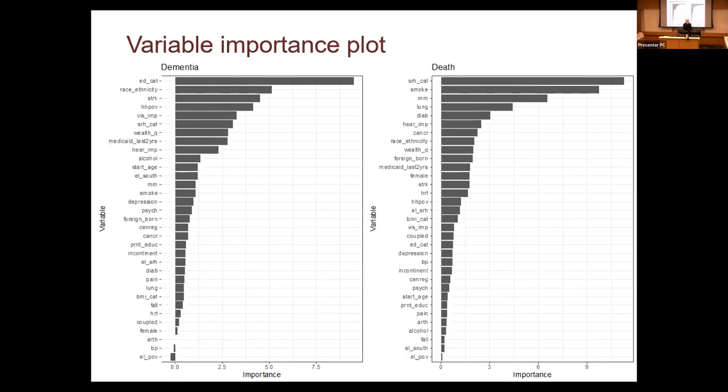For death, we can see that the predictors are much more closely aligned with typical medical conditions. Self-rated health, for example, is the top predictor, followed by current smoking, multimorbidity, or having multiple chronic conditions, lung disease, and diabetes. Those are the top predictors of death.